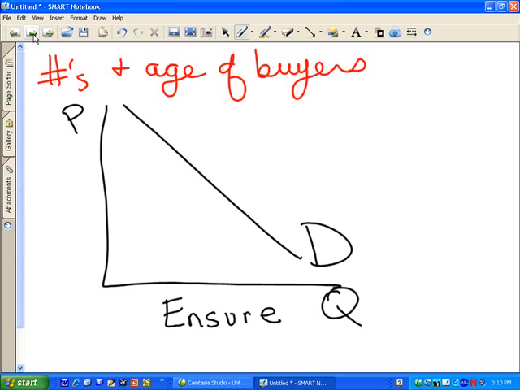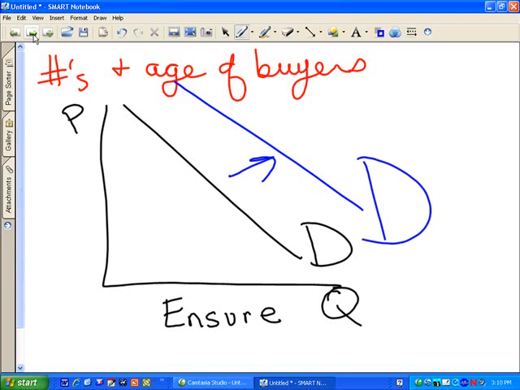Now, what is happening to the average age of the population? It's going up, up, up. You hear about these baby boomers. The baby boomers are in their 50s, heading towards 60. And so the number of buyers that would buy Ensure is going up, up, up. And so guess what happens to the demand of Ensure? It goes up, up, up.